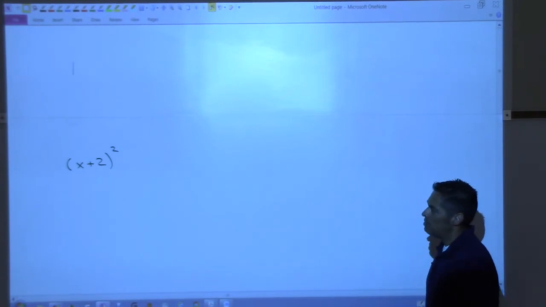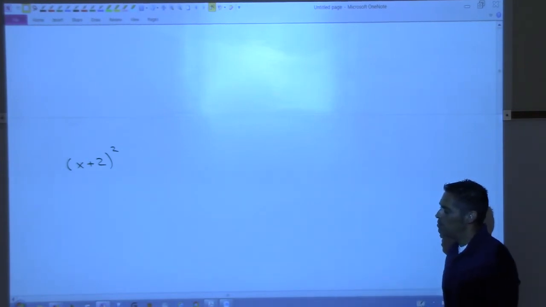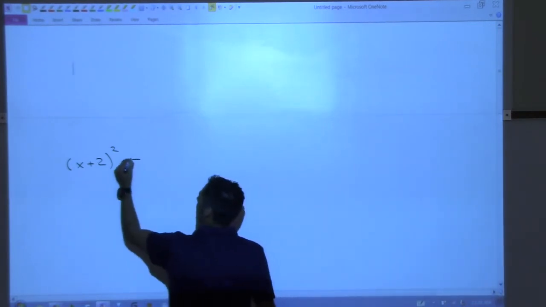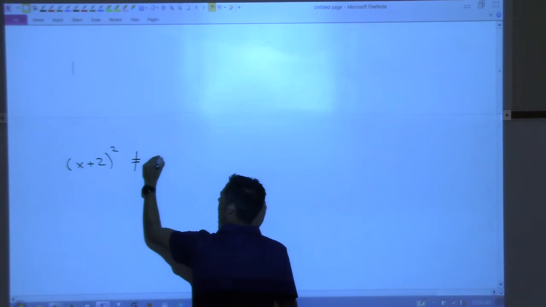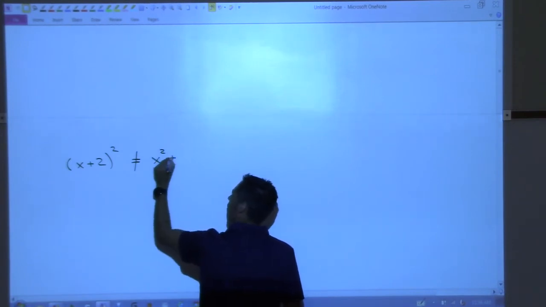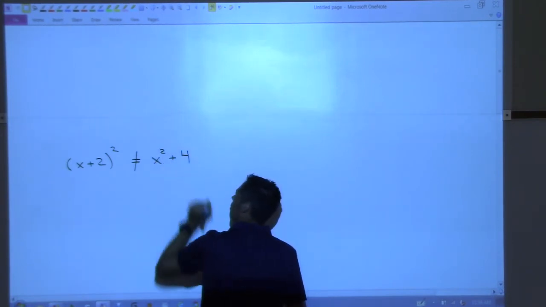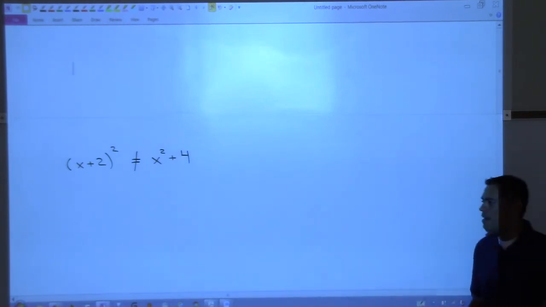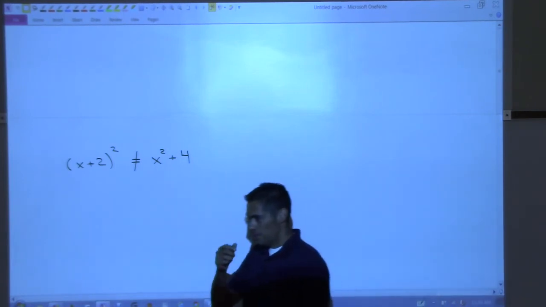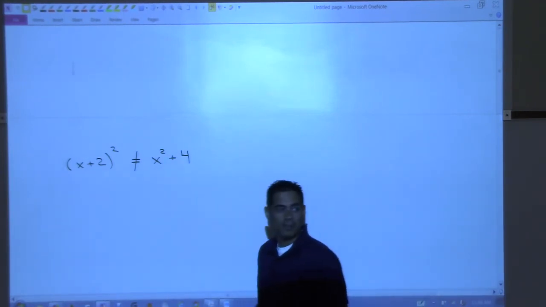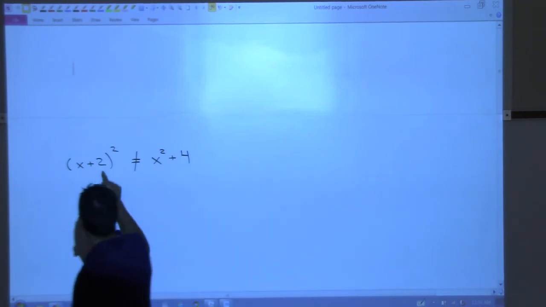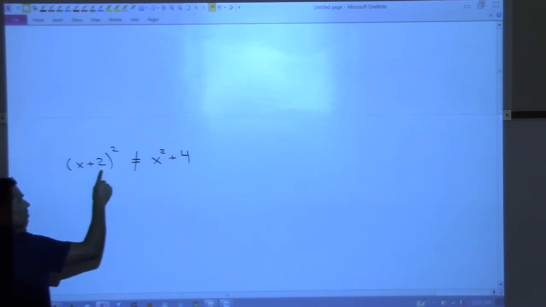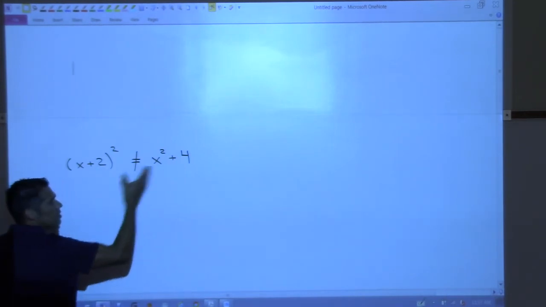What is the most frequent incorrect answer that I get for this? This is incorrect, but it's probably x squared plus 4. That is the most incorrect answer that I get. So the student who did that, what did they do? All they did is they said, all right, I'm going to take this squared, square the x, and then square the 2, and I get 4, and there's my answer.